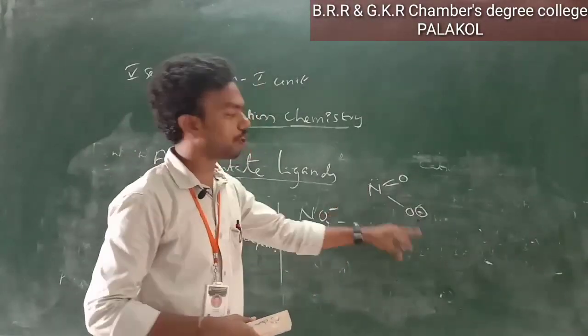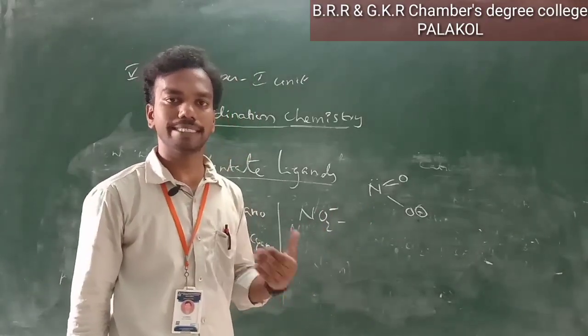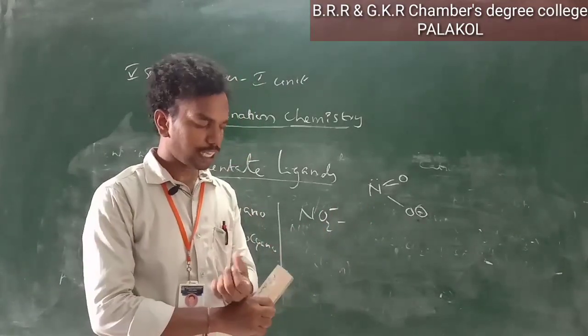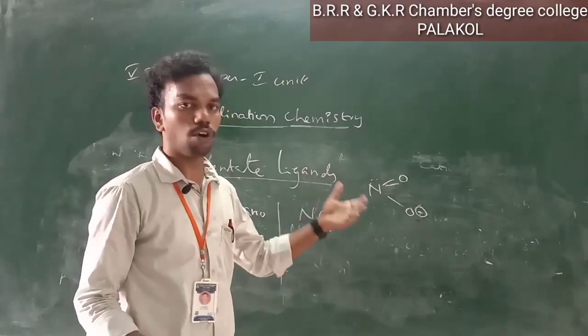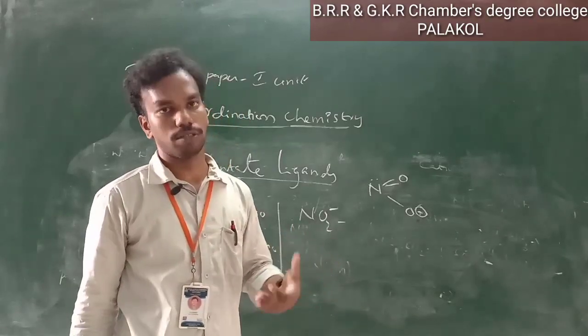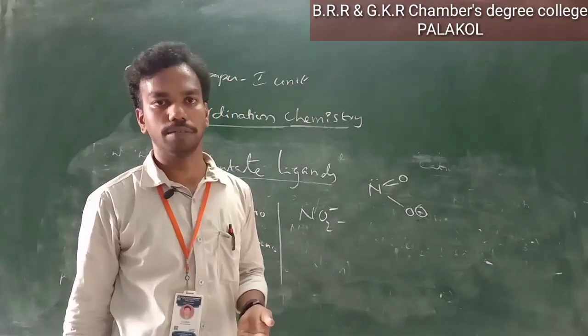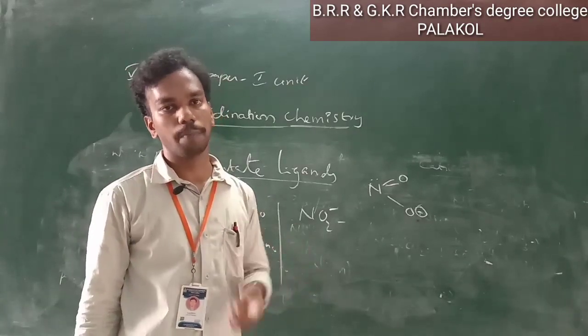So either nitrogen donates or oxygen donates. Most probably nitrogen donates because of less electronegativity. Whichever has less electronegativity is more preferable to donate its lone pair of electrons. If it has more electronegativity, it will not. It will always accept electrons rather than donate because of its high electronegativity. So what is electronegativity? Tendency to accept electron pairs, right?